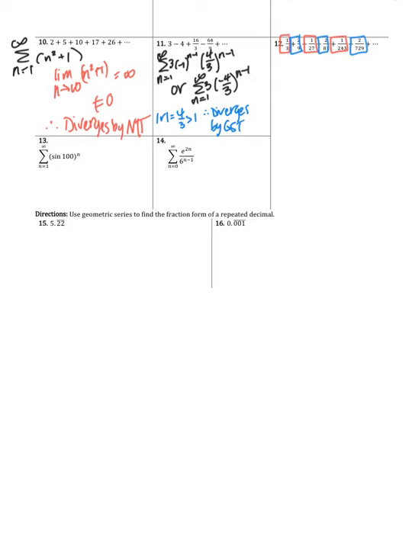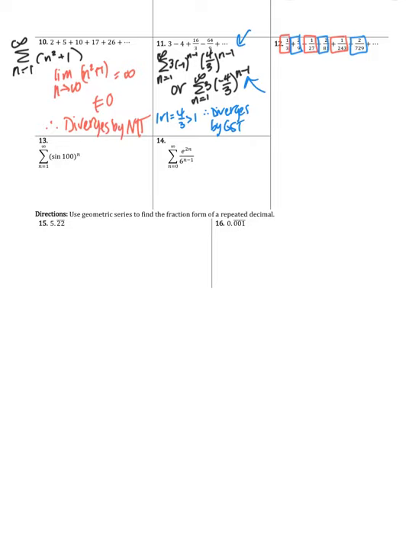Number 11 is geometric. The first term is 3, but that pattern is that it's multiplying by -4/3, and there's 2 different ways you could write that geometrically, sort of shown below. Either way, the absolute value of that ratio is 4/3, which is greater than 1. Therefore, this series diverges by GST.